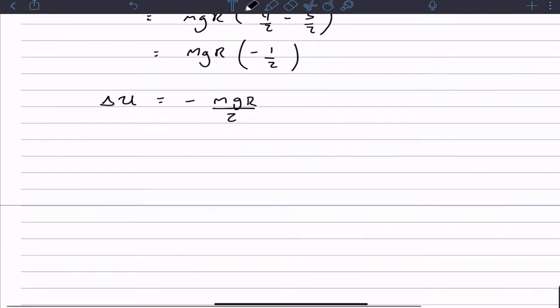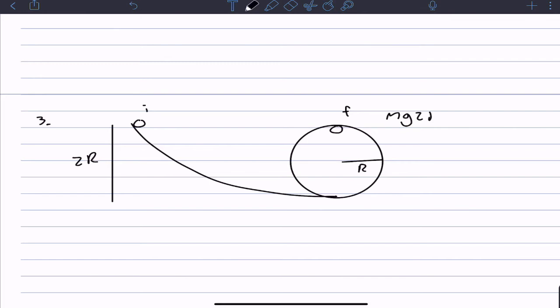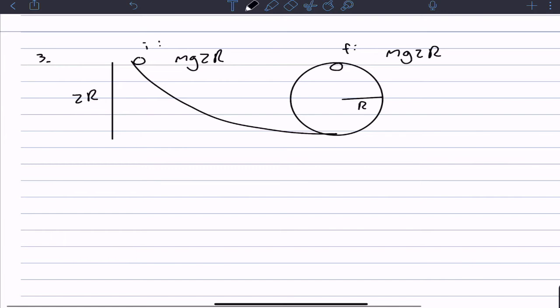Next part, we have a very similar situation, but it's just a little different. So here we have, this height is 2r. And we're going to go down a ramp, and then we're going to be into the loop again, right? Here's the loop, here's initial, here's final. Remember, this is still radius r, so this is mg2r, that's our final gravitational potential. And our initial is also, since we're at 2r, mg2r.